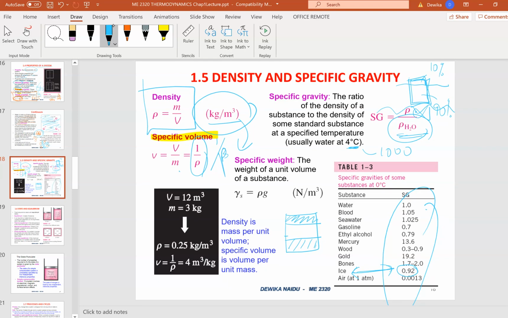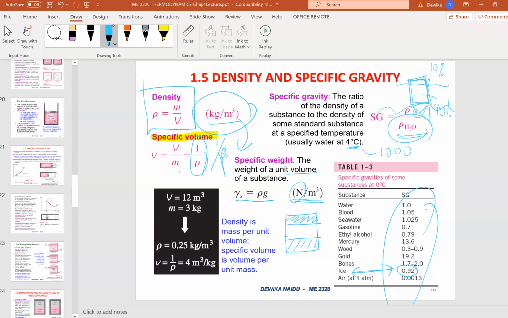So we're going to move on to specific weight. I forgot to cover this. So specific weight will be, you know what's weight, right? mg, which is given by Newton divided by unit volume of a substance. So that is your specific weight, given by unit Newton per meter cube. Okay, so next we're going to move on to state of equilibrium.